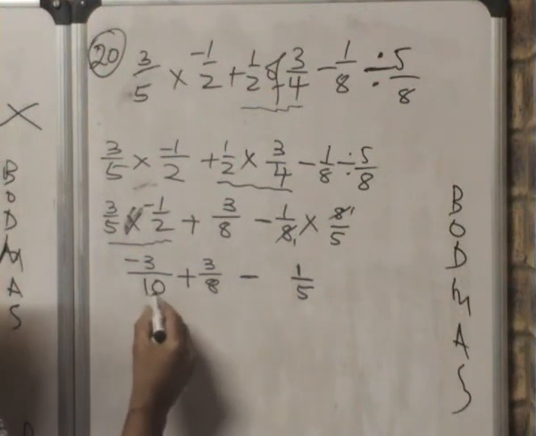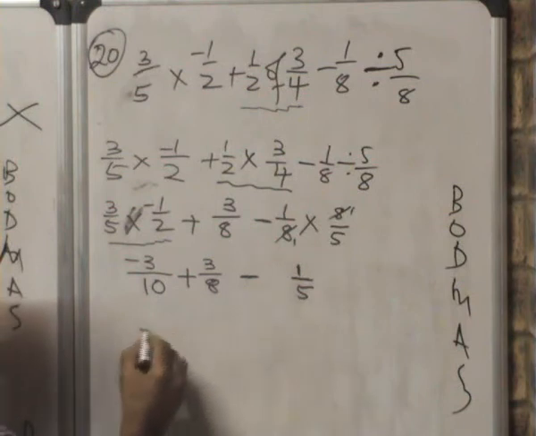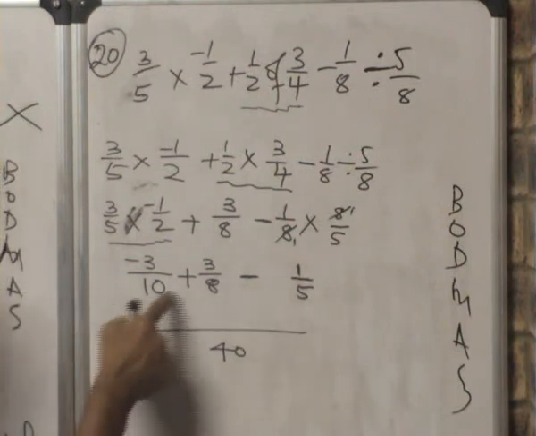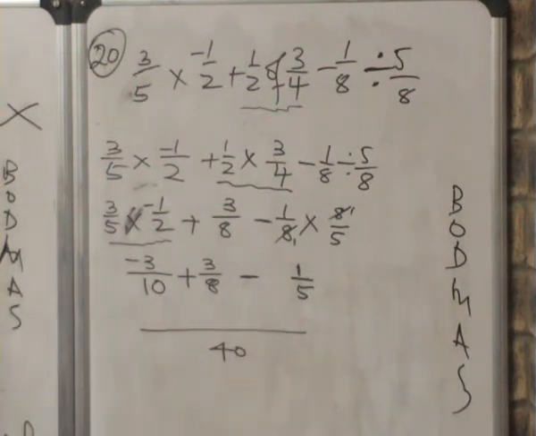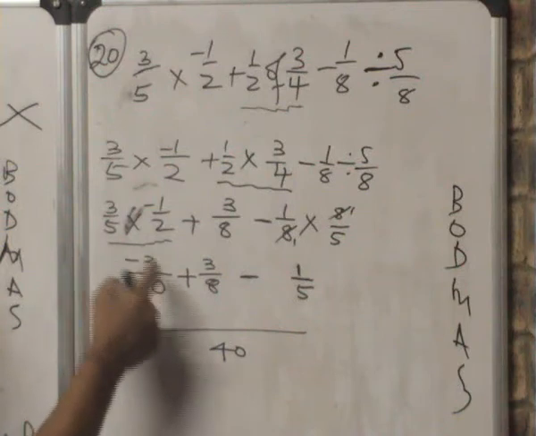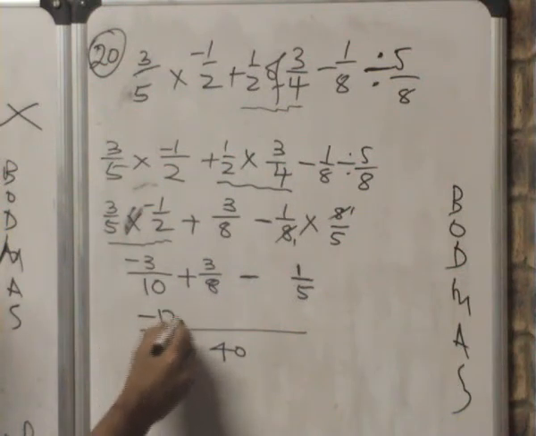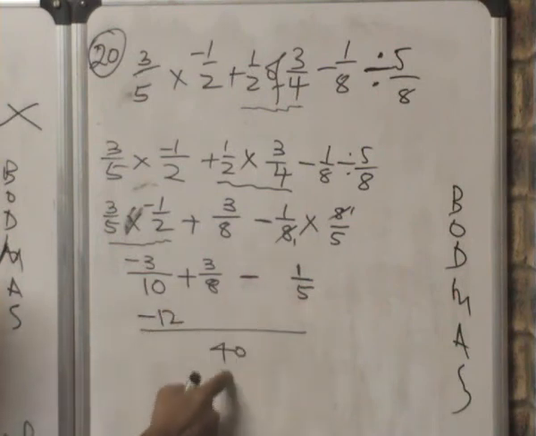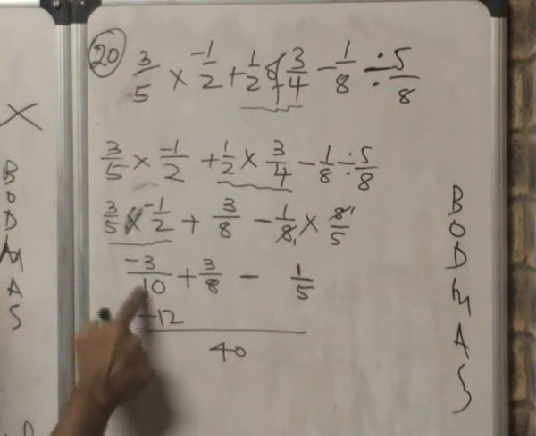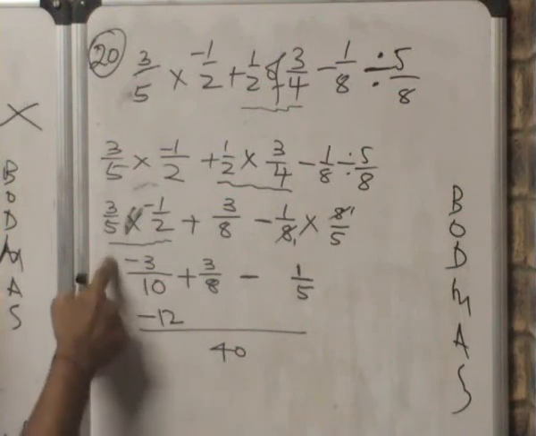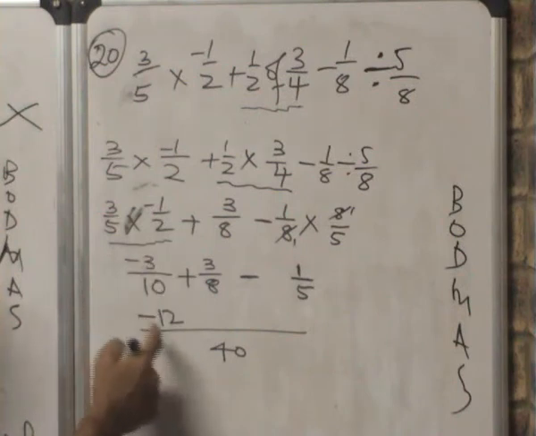So the LCM for 10, 8 and 5 is 40. So 10 divides into 40 4 times. 4 times minus 3 is minus 12. I'll repeat. The LCM for 10, 8 and 5 is 40. 10 divides into 40 4 times. 4 times minus 3 is minus 12.